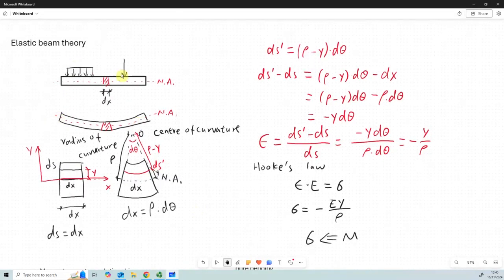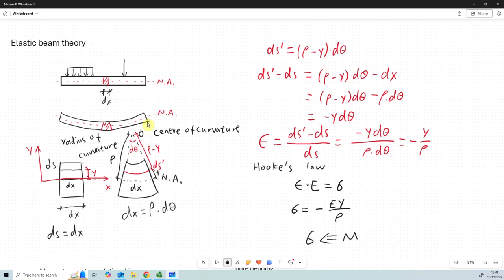external loading comes from two parts. One part is bending deflection. The other part is shear deflection, which is a deflection due to shear force. But here we only consider the deflection due to bending, because most of the time the shear deflection is very small compared to bending deflection.